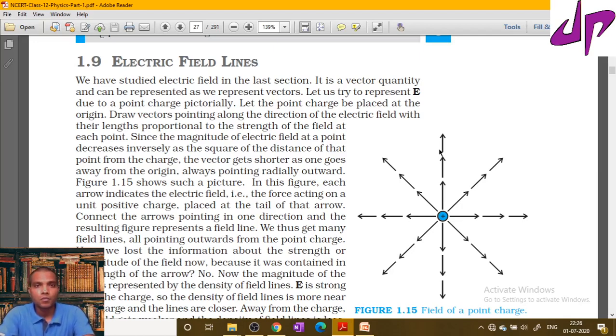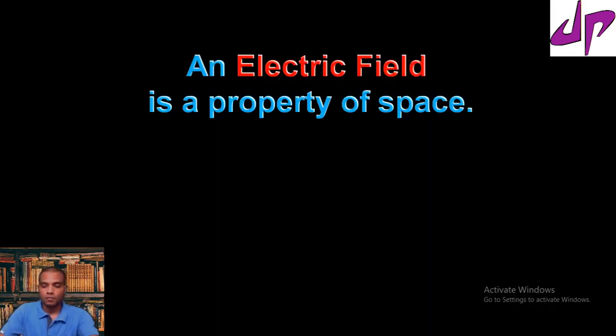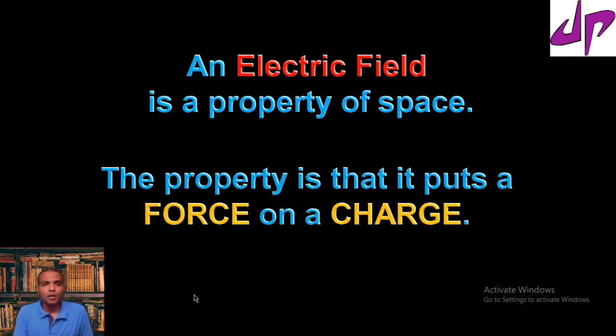Hi guys, today I would like to discuss the continuity concept to electric field lines. Just recall what is electric field. An electric field is a property of space. The property is that it puts a force on charge. So if you take a charge, in the vicinity of the charge, an electric field exists. Because of the electric field only, force will be applied on the other charges.